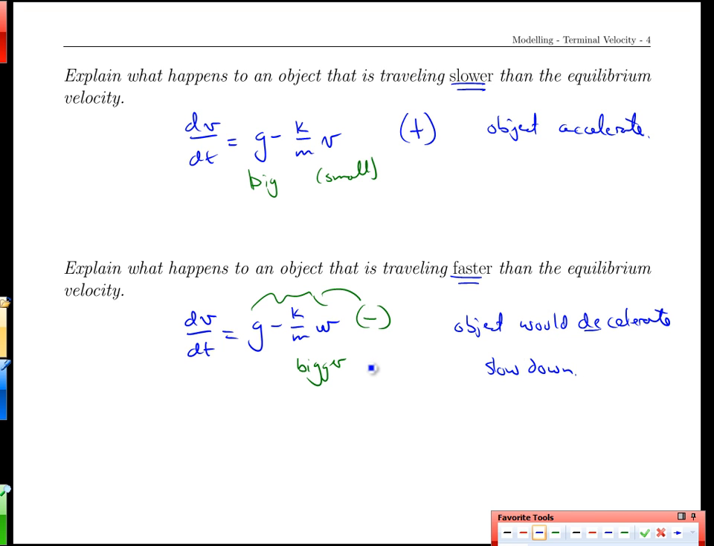The object would slow down if it was moving too fast, because the air resistance, which scales with velocity, if the velocity gets too big, we go too fast, the air resistance builds up so it's actually stronger than gravity, and we end up slowing down. So that again describes quite nicely what our intuition would tell us about falling objects.